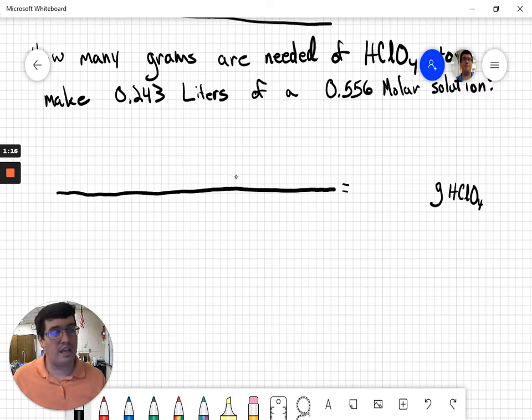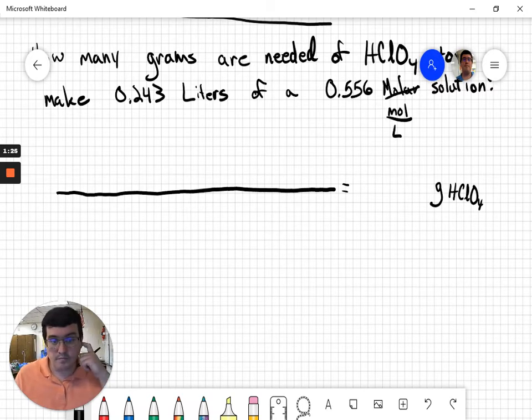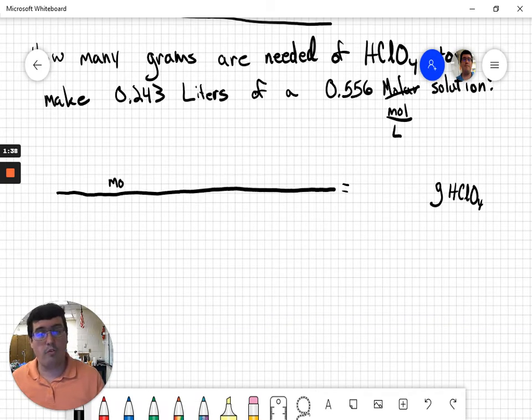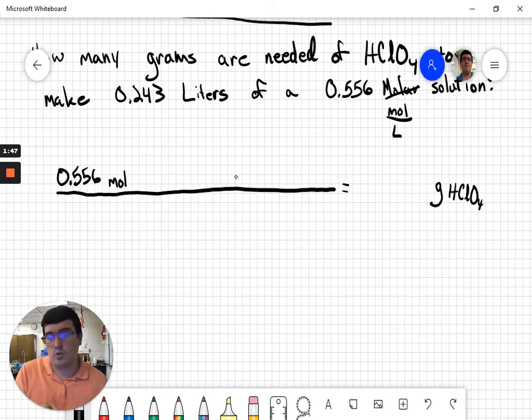So I need to figure out what can I put here to have grams. Well, if you remember, molar is moles per liter. So instead of having molar, I can just think about moles per liter. So which one of those can I convert into grams? Why, I can convert moles into grams. So I'm going to start with moles on top. And it goes 0.556 moles. That number always goes with the unit on top, right?